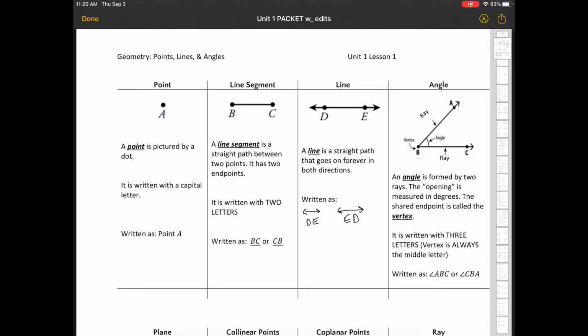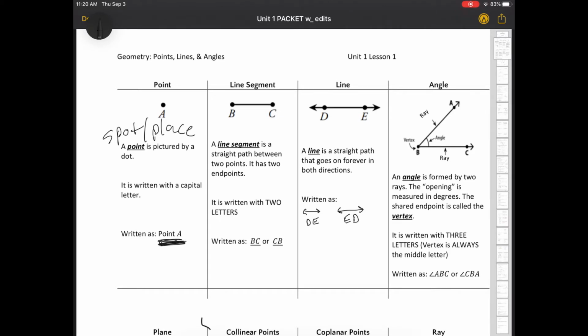If we're looking at the left box, a point is pictured by a dot. A point represents a spot or a place in space. Now, all geometric figures, any shapes that you create, can be made up of points. So it's important that we understand this concept. All it is is labeled by a dot. So this one is point A. We literally just write point A.